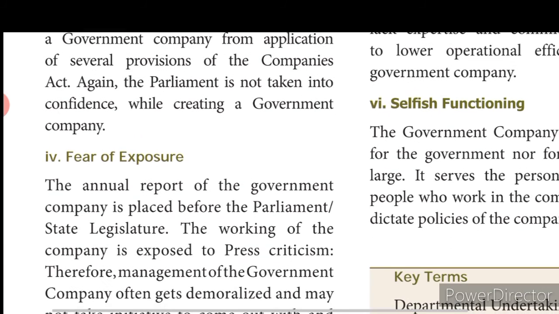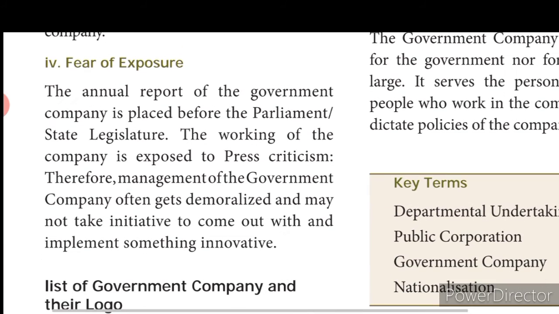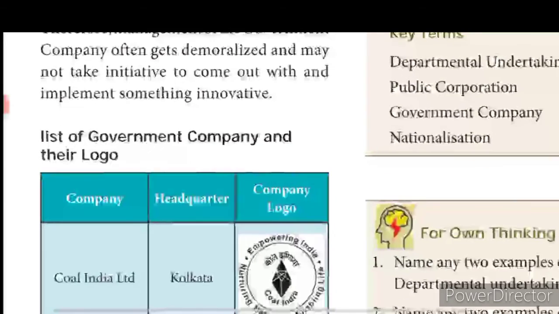The next one is fear of exposure. It means the annual report of the government company is placed before the parliament or state legislature. The working of the company is exposed to press criticism. Therefore, the management of the government company often gets demoralized and may not take initiative to come out with and implement something innovative. So they are not able to create new things. So whatever the result is, it comes in front of the parliament, and the public is there, the media is there. So they are not able to cheat on that exposure. Okay, that is very much there.